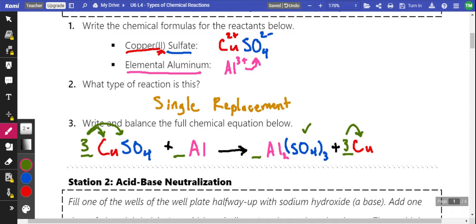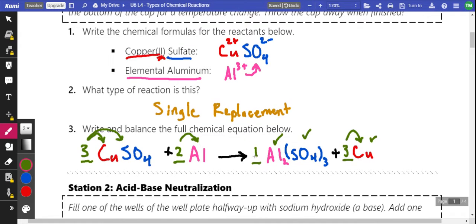All right, let's see what else I got to fix. Well, aluminum, there's 2 aluminums on the right and there's only 1 on the left. So if I put a 2 here, 2 Als on the left, 2 on the right, now we're good on that too. So I've got my sulfates fixed, I've got my copper fixed, I've got my aluminum fixed. Everything's good. Any blanks I have left, I just drop a 1 in here.